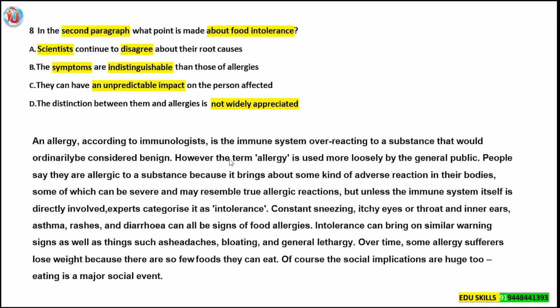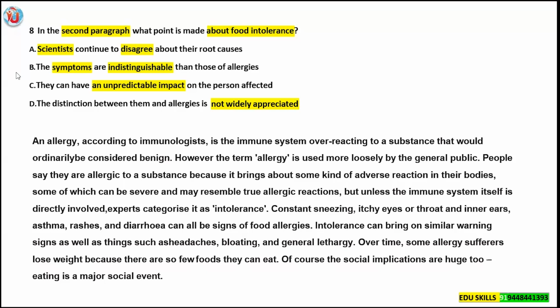Question number 8. In the second paragraph, what point is made about food intolerance? In reading part C, we follow the QTA method. So, after the question, next we have to read the text. Before that, we should highlight the keywords. The keywords in the question are about and food intolerance.